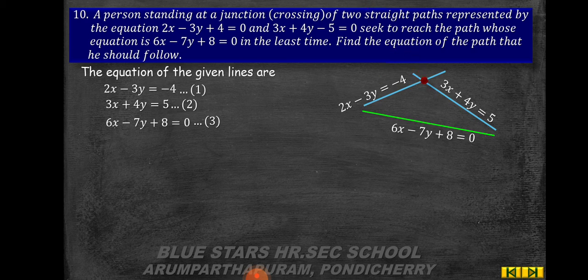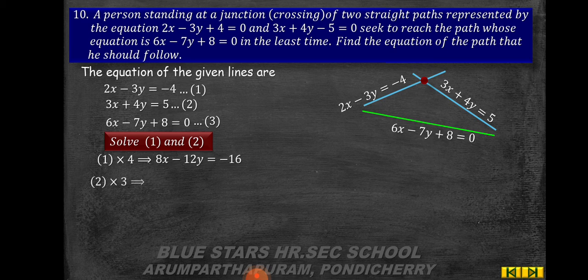So, the point of intersection of two lines. Solving equations 1 and 2, we get the point of intersection of those two lines. Equation 1 into 4, you get 8x minus 12y is equal to minus 16. And equation 2 into 3 implies 9x plus 12y is equal to 15. Solving equations 1 and 2, minus 12y plus 12y gets cancelled. 8 plus 9 is 17x is equal to minus 1. Therefore, the value of x is equal to minus 1 by 17.